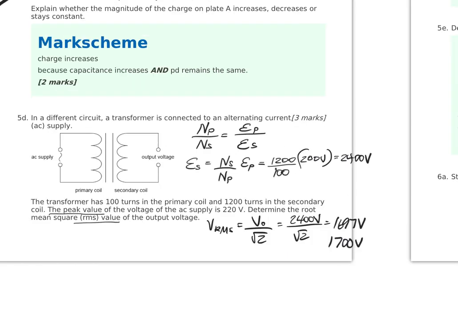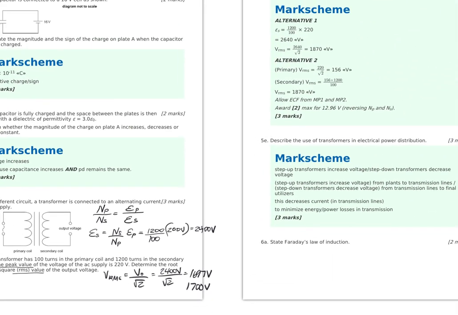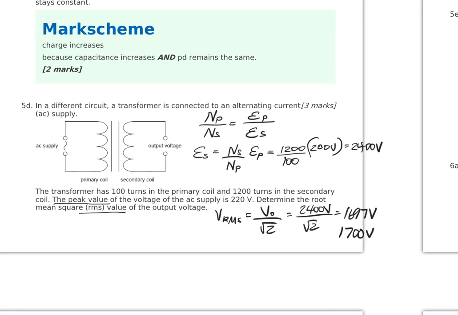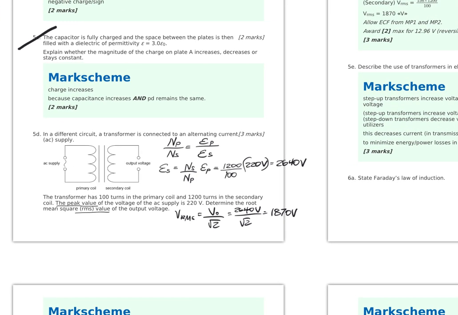So, and you get 1700 volts when you round for sig figs, which is totally not the right answer. Go me. I think I see my mistake. I said 200. It's supposed to be 220. Maybe if I could read. There, I fixed my math. 1870 volts is the RMS of the output voltage. Yeah, for a second I was confused for a minute.